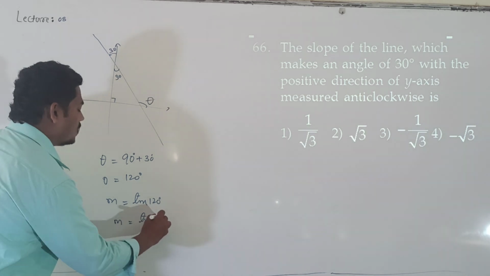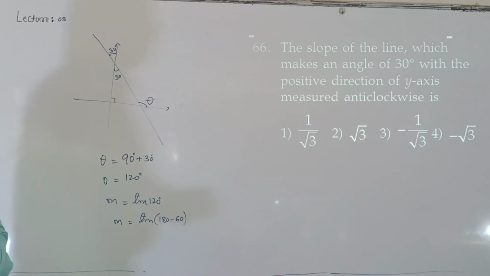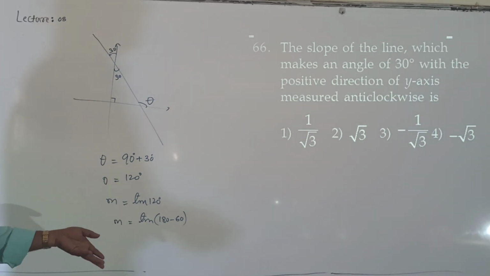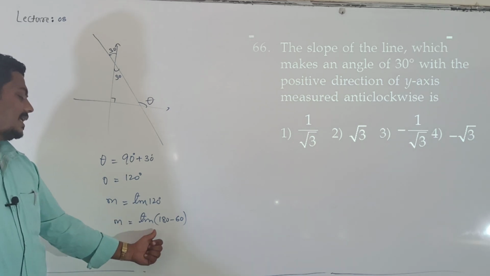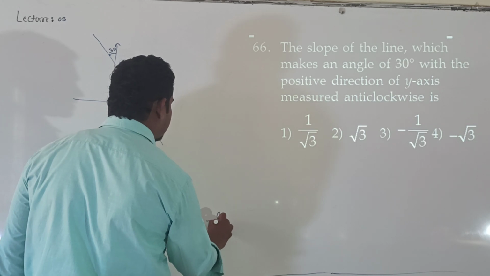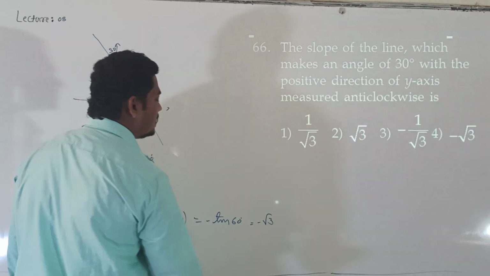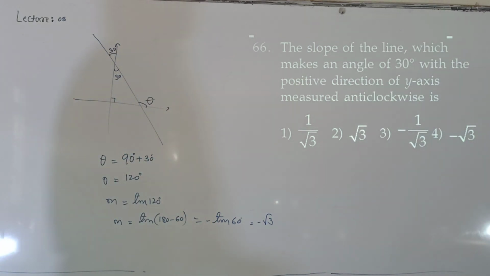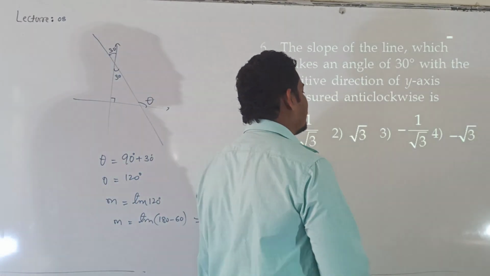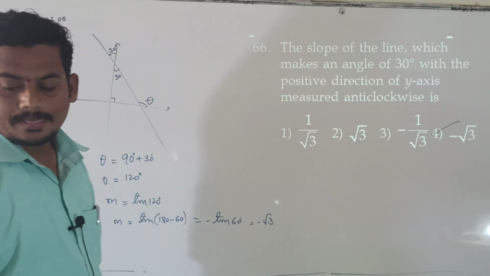Tan of 180 minus 60, right? Tan of 180 minus 60 or 90 plus 30, both are the same, right? Then tan of 180 minus theta is equal to minus tan theta, so minus root 3. Angle made by the line with the positive direction of y-axis is 30 degrees, then its slope is minus root 3. That is the fourth option, right?